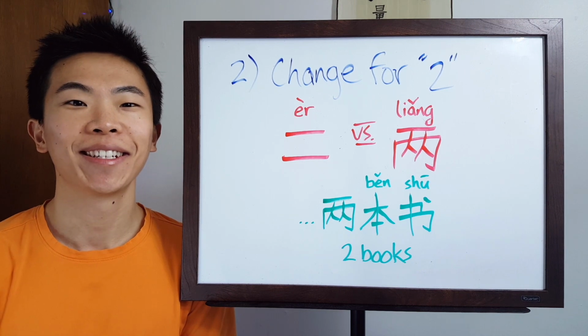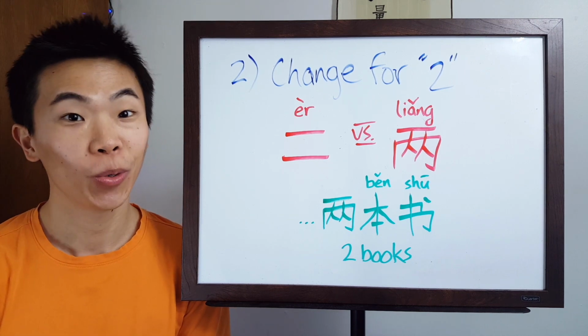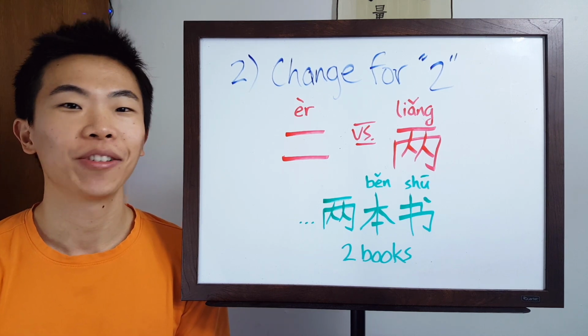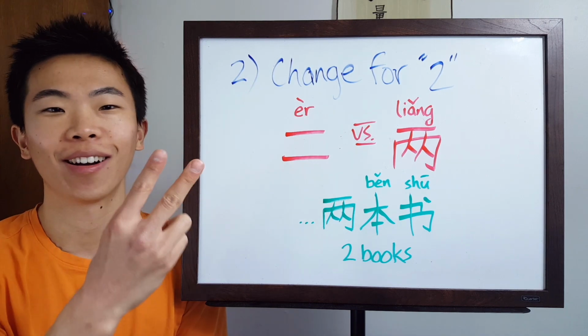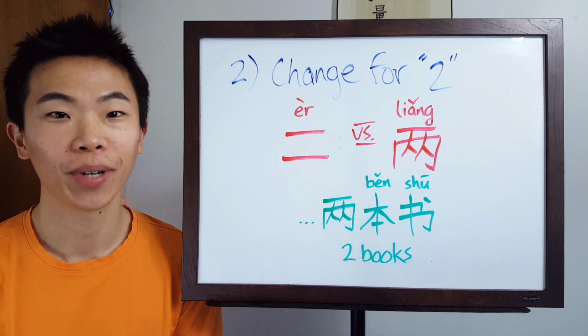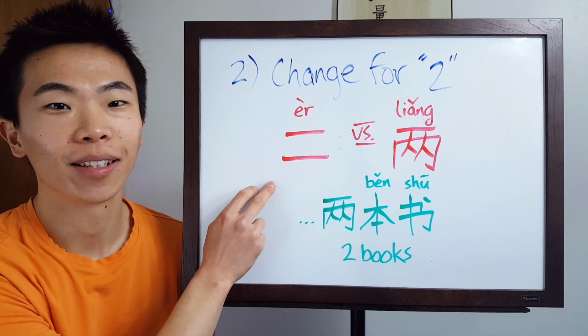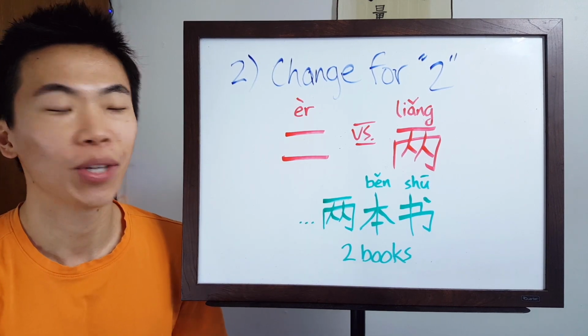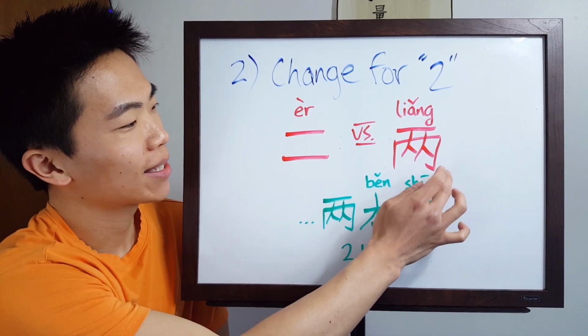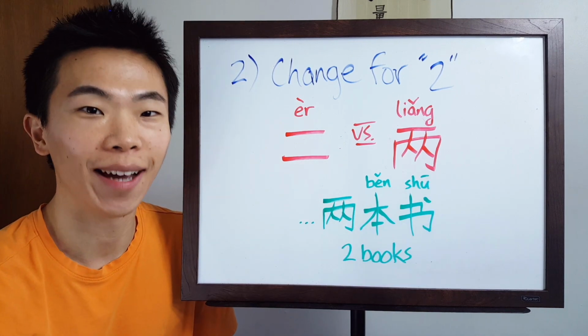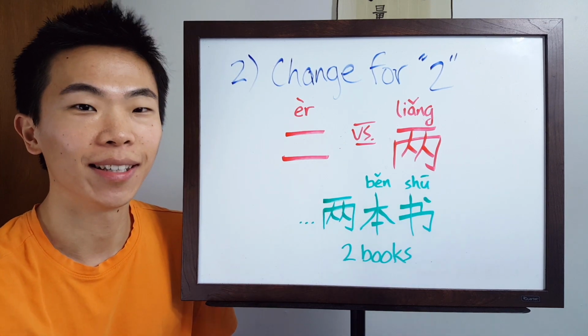Our second contingency has to do with saying 2 of something. If you know how to count in Chinese, you know 1, 2, 3, and you're familiar with this character. But when you say 2 of something, you actually have to change it to this character, and it's pronounced 两. So 两个 is 2.